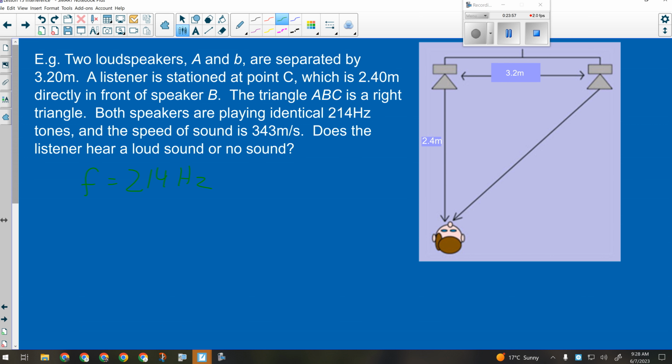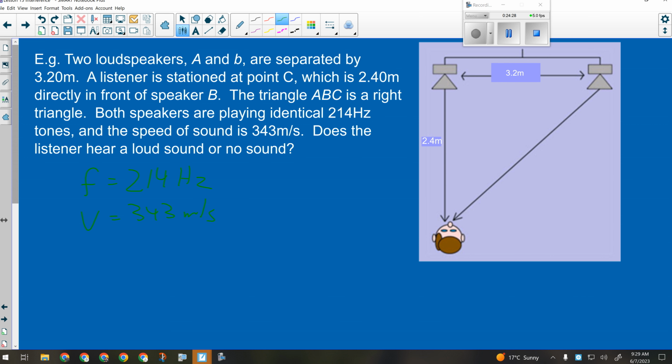Okay, and they tell me the speed of the sound is 343 meters per second. So what determines whether he hears a loud sound or a quiet sound is the number of wavelengths traveled, or the difference in the number of wavelengths traveled from each speaker. So what two things do I need to know before I can determine whether he hears a loud or a quiet sound? You need to know how far it is from that speaker to the right. Yep, I need to know how far he is from the other speaker. How do I get that? Pythagorean. Just use Pythagorean theorem.